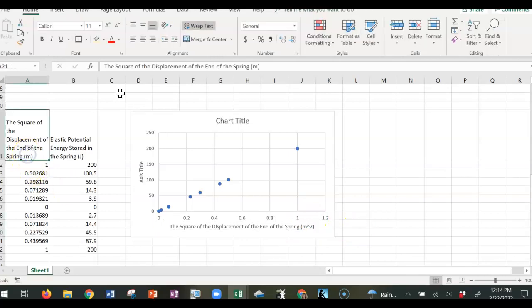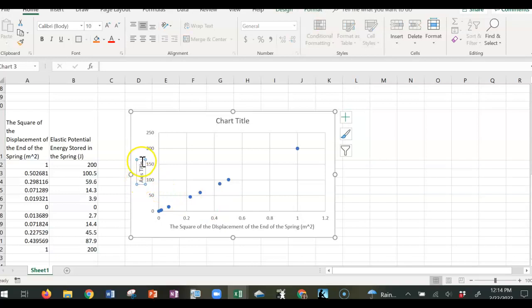Oh, I should have fixed this over here too in my header. This is now meters squared, okay, because it's the square of the displacement. And then on my vertical axis, I still have the elastic potential energy in joules, okay? And my chart title is elastic potential energy versus the square of the displacement of the end of the spring.